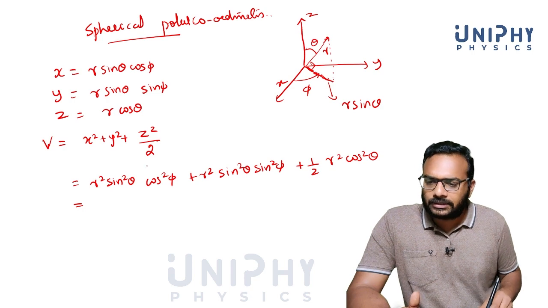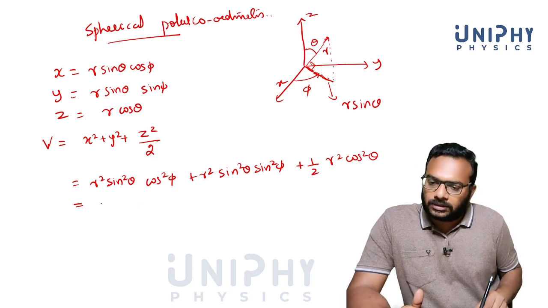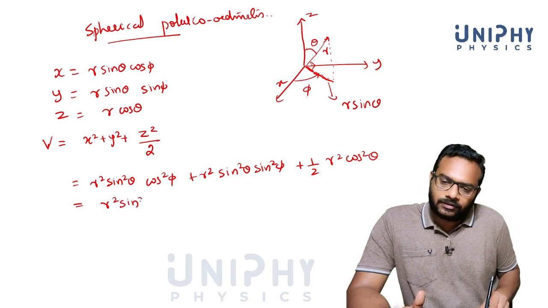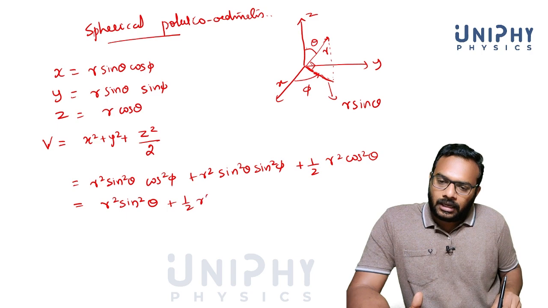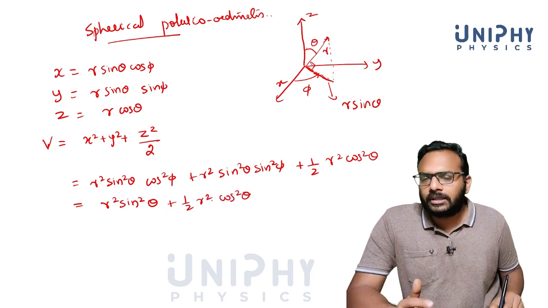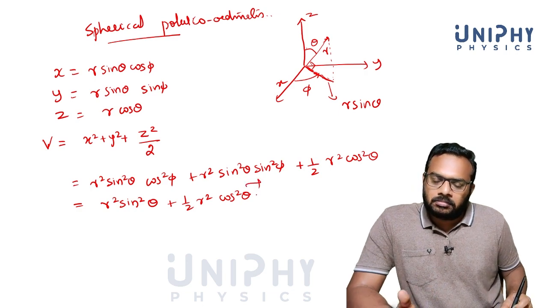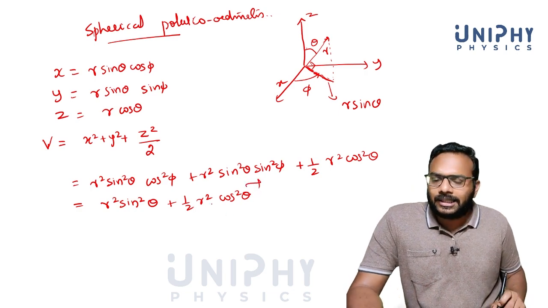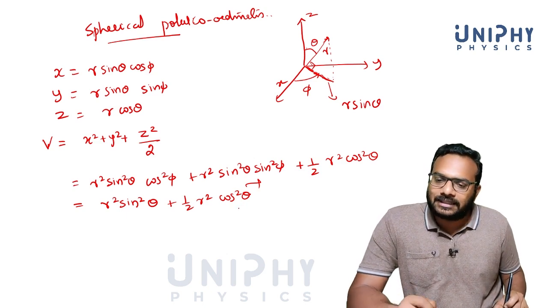And this simplifies to cos square phi plus sin square phi is 1. So you get r square sin square theta from here, plus half r square cos square theta. You can simplify it further if you want. You can go one more step and write cos square theta as 1 minus sine square theta, and then write it in terms of sine square theta. But we don't need that immediately because we have to identify the cyclic coordinate.